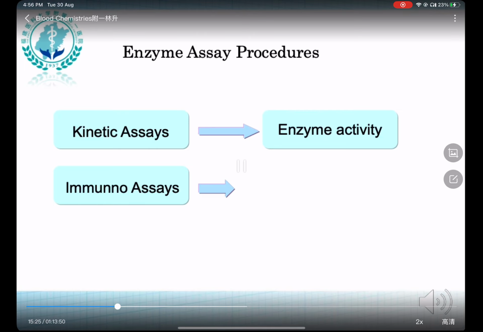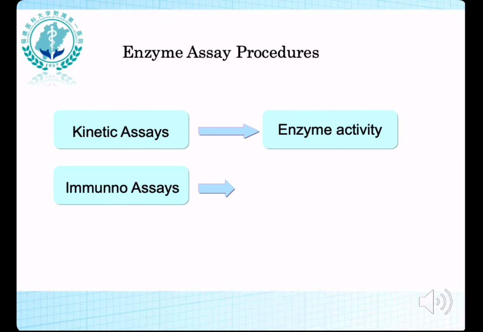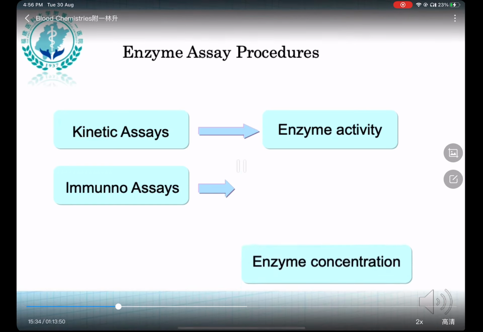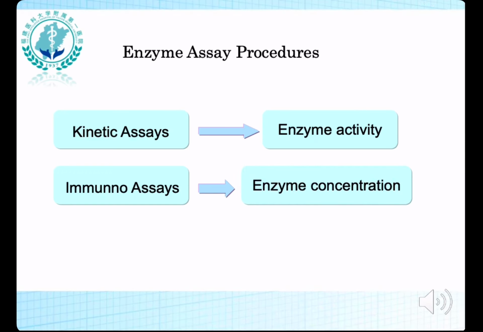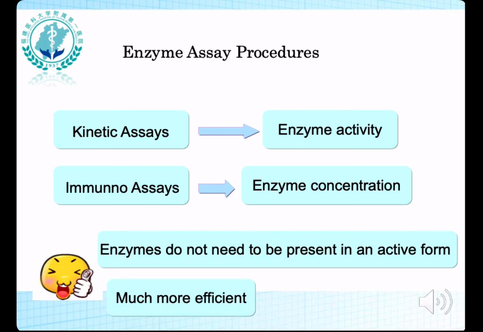We know that the low activity of enzymes may be hard to test in blood, but the new method uses concentration to judge. So, enzymes here do not need to be present in an active form. Alright? The new method is equivalent to the old method sometimes, and in more scenarios, it is much better. It is much more efficient. Okay?